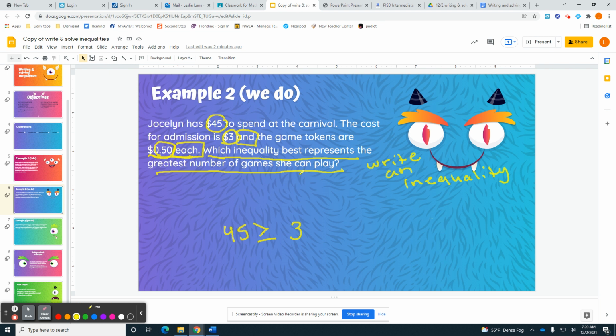And we have our keyword and. And our keyword and means to do what? Add. Yes. So we didn't have that on our addition keywords. Maybe go back and add it. And it says and the game tokens. So how much are the game tokens? 0.50. Okay. Each. What does each mean? Again, yes, multiply. So that's going to be attached to our x. So now we have our inequality.